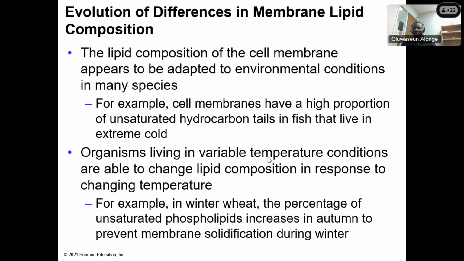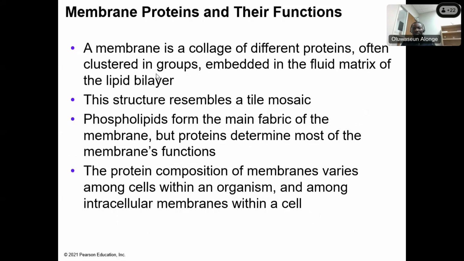The organisms living in variable conditions are able to change lipid composition in response to temperature changes in the environment, just like us. For example, in winter wheat, the percentage of unsaturated phospholipid increases in autumn to prevent membrane solidification during winter. All right, so a membrane is a collage of protein.